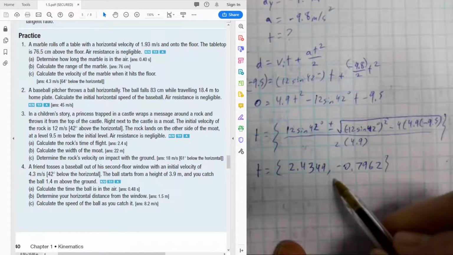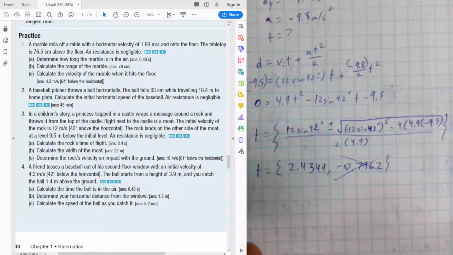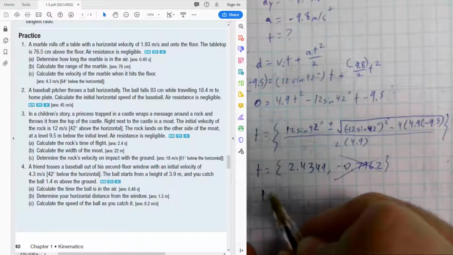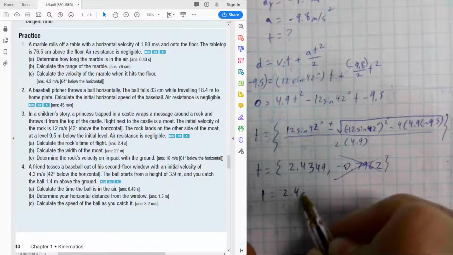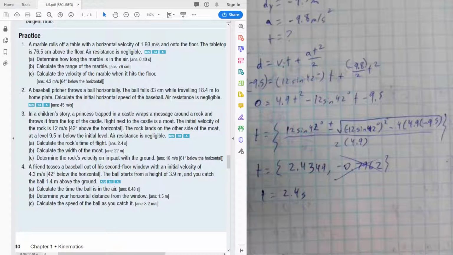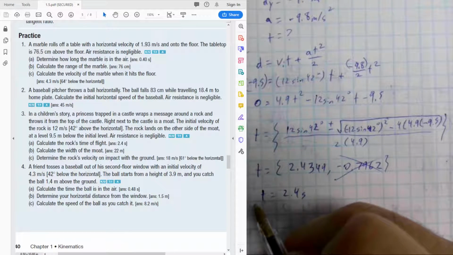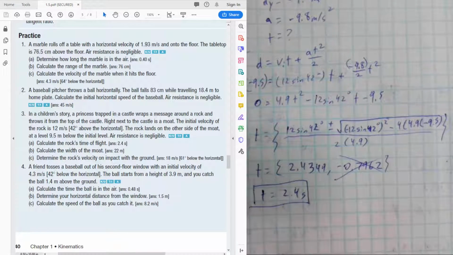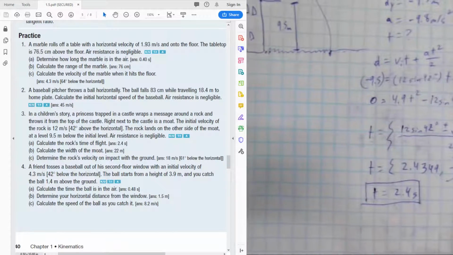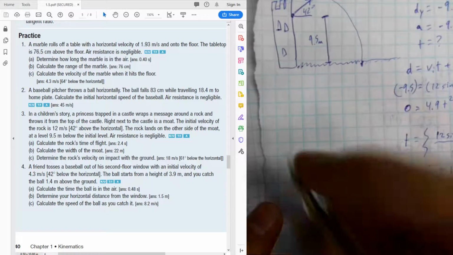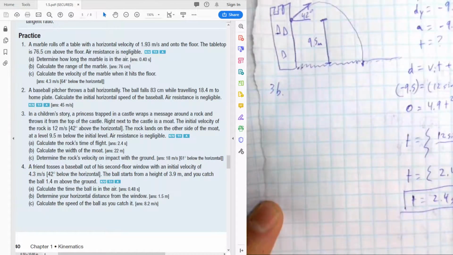A negative time is not relevant in this case. So my time is 2.4 seconds. That's my solution for this problem. Now I'm just going to slide over this way. I'm going to answer 3b.